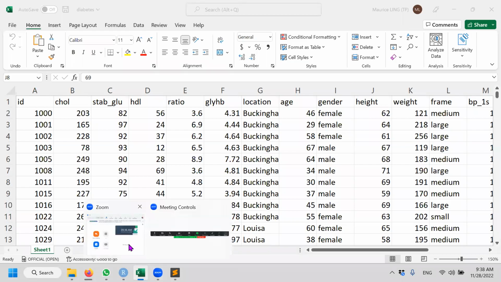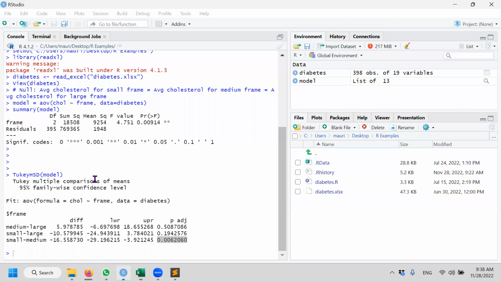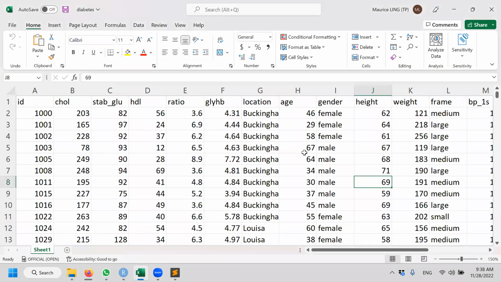Okay, so what we have done so far is, from our one-way ANOVA, we have shown that there is a significant average cholesterol difference between small, medium, and large body frame. And the pair that is probably significantly different is between small and medium body frame. How about we expand it and see what happens if we look at both body frame and gender?